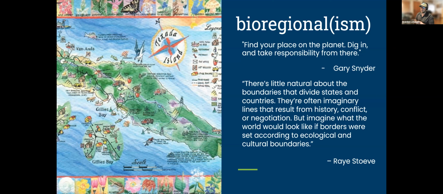Ray Stove, in an article for Yes Magazine, when talking about bioregionalism, had a really nice way of putting it: there's little natural about the boundaries that divide states and countries. They're often imaginary lines that result from history, conflict, or negotiation. But imagine what the world would look like if borders were set according to ecological and cultural boundaries. And so I think that touches on at least a little bit of the basic goal of what we're doing, through our work, and also through bioregional mapping and the maps we make as communities.